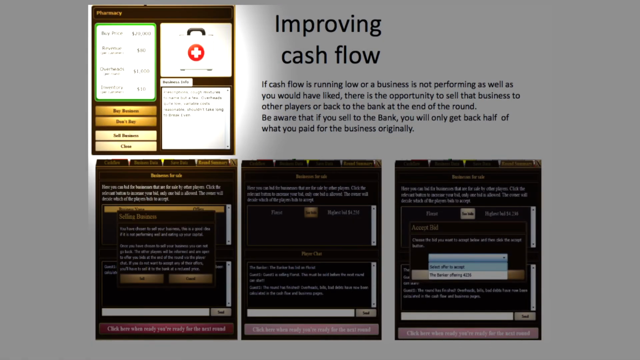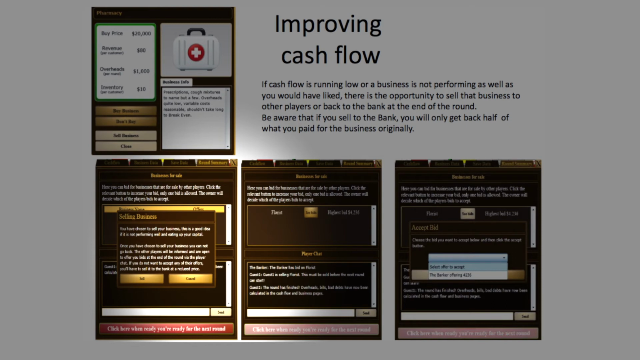Improving cash flow. If cash flow is running low or a business is not performing as well as you would have liked, there is the opportunity to sell that business to other players or back to the bank at the end of the round. Be aware that if you sell to the bank, you will only get back half of what you paid for that business originally.